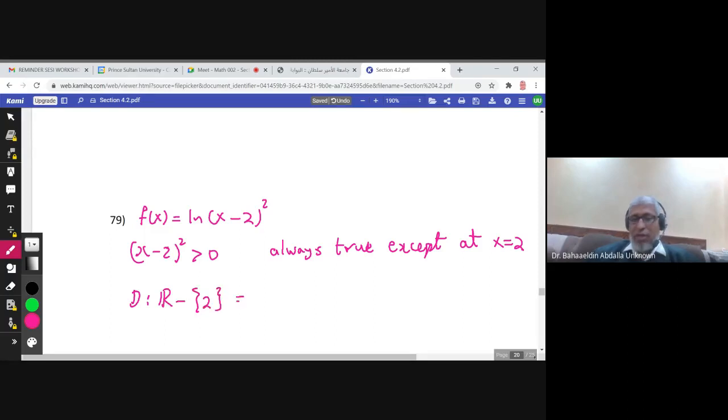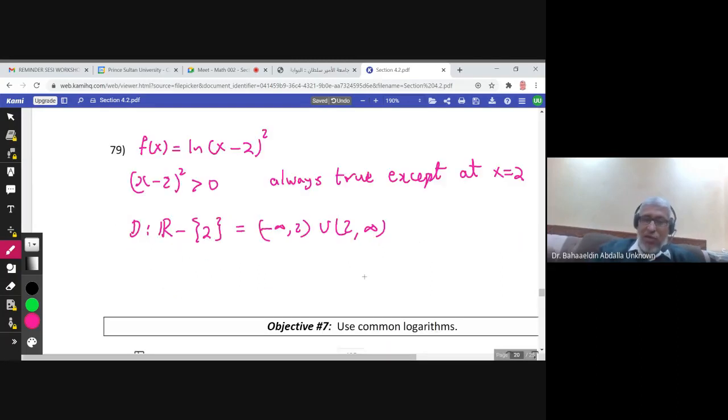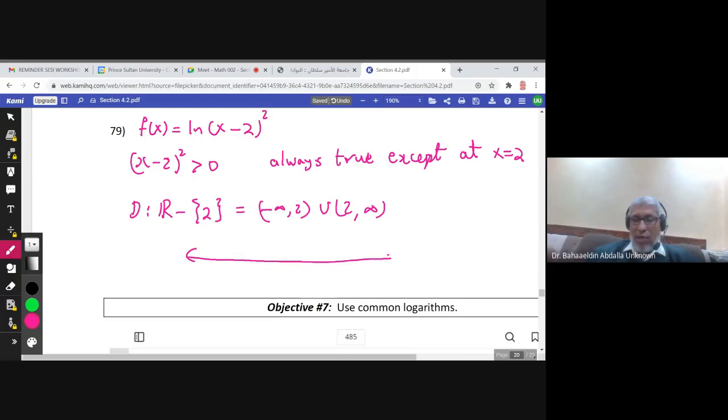You can write it as interval notation from negative infinity to 2, union from 2 to infinity, because you need all the real numbers from negative infinity to infinity except 2. 2 is not included. So from negative infinity to 2, union 2 to infinity. If you put it in the calculator, if you replace x by any number, it will evaluate, because the power 2 makes x minus 2 positive.